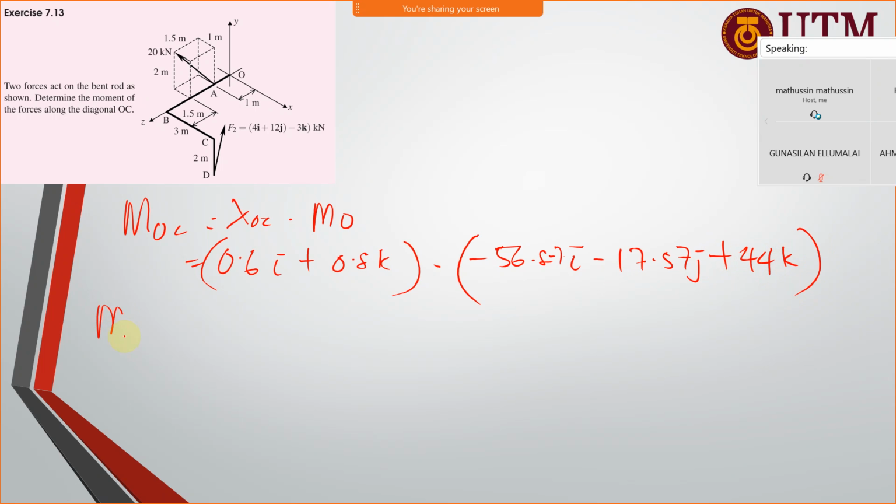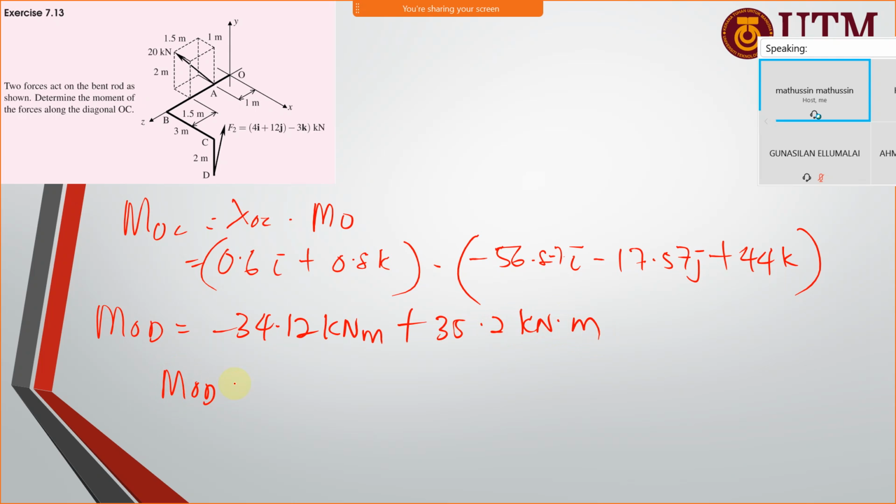Okay, so the answer must be I cross I ada jawapan 1. So 0.6 darab negatif 56.87 dapat negatif 34.12 kilo Newton meter. And then K J 0, K cross K 1. So 0.8 darab 44, 35.2 kilo Newton meter. Then our answer must be tolak 34.12, 1.08 kilo Newton meter. So this is our answer. Okay. Clear? Ada soalan nak tanya?